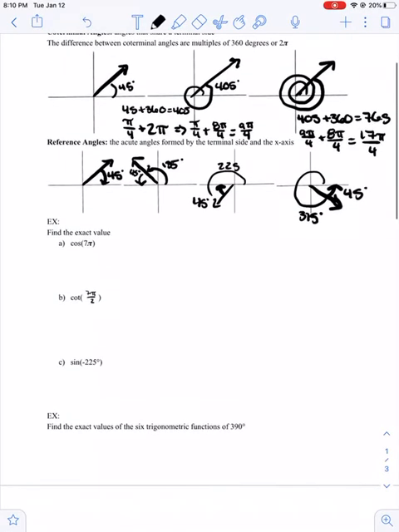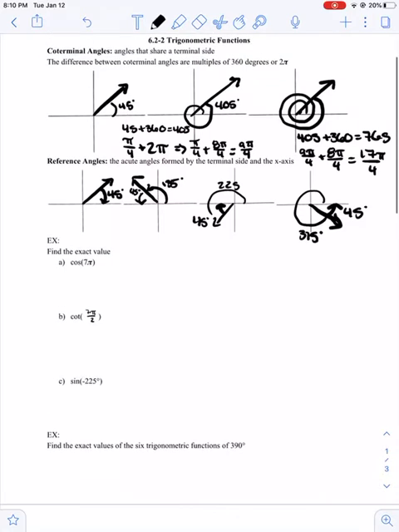Okay. Next, we're going to look at how to find the exact value. And so the first example we're looking at is cosine 7 pi. In 7 pi, you have to keep going around the unit circle. So we want to try and find that coterminal angle and go back to between 0 and 2 pi, because that's our unit circle. And we can look at our unit circle to get our answer.